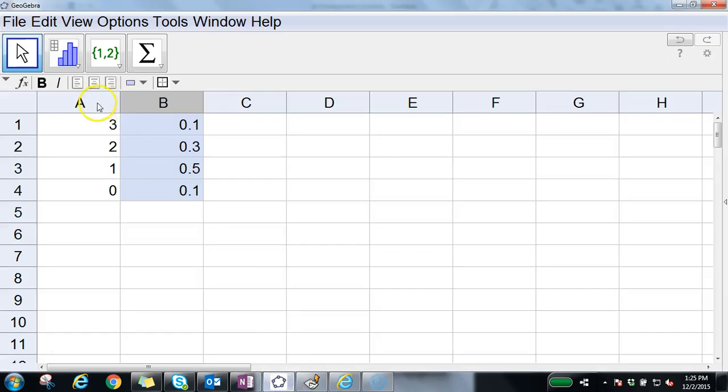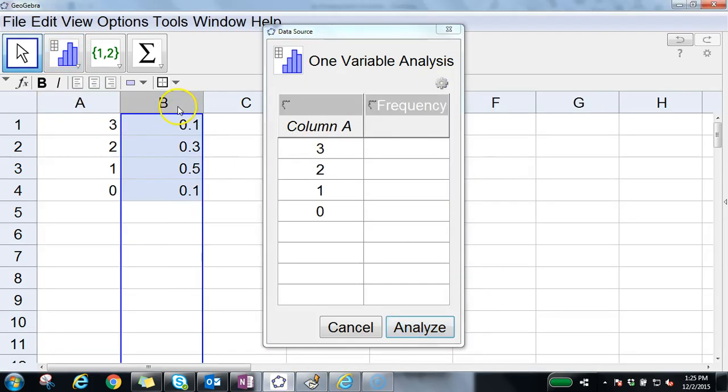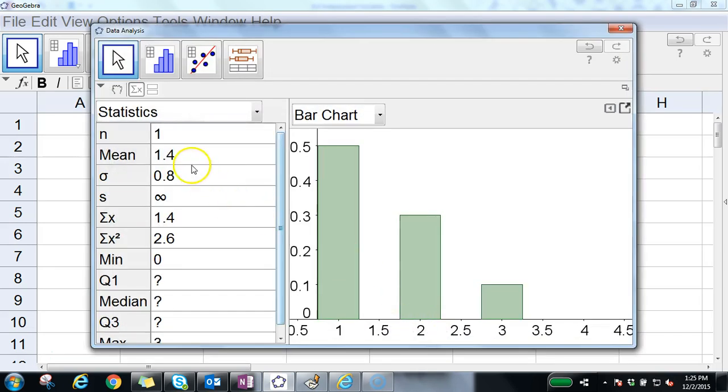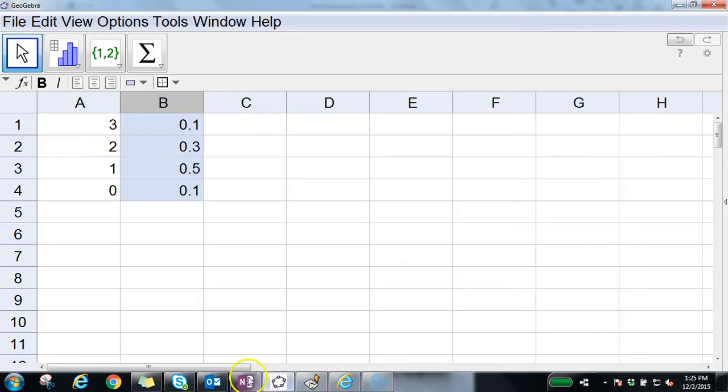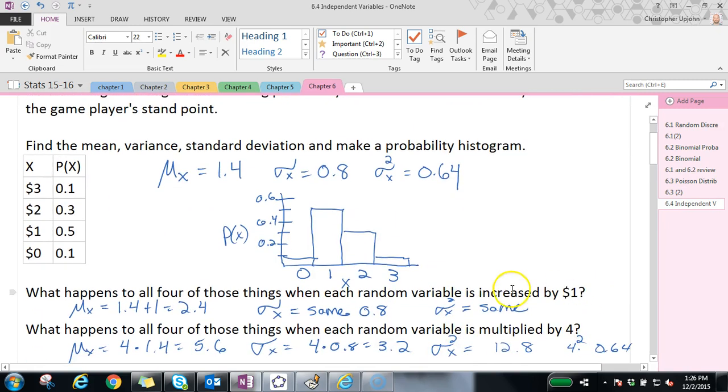We can do the same thing on GeoGebra, one variable analysis. Go to data with frequency, click on that, grab your data, and analyze. Mean, standard deviation, same thing. And if we want to do a histogram, we have to do it by hand, because GeoGebra does not do it in group data like this. But it's easy, it's just a number underneath, because it's discrete, underneath each rectangle, and we label it x and p of x.